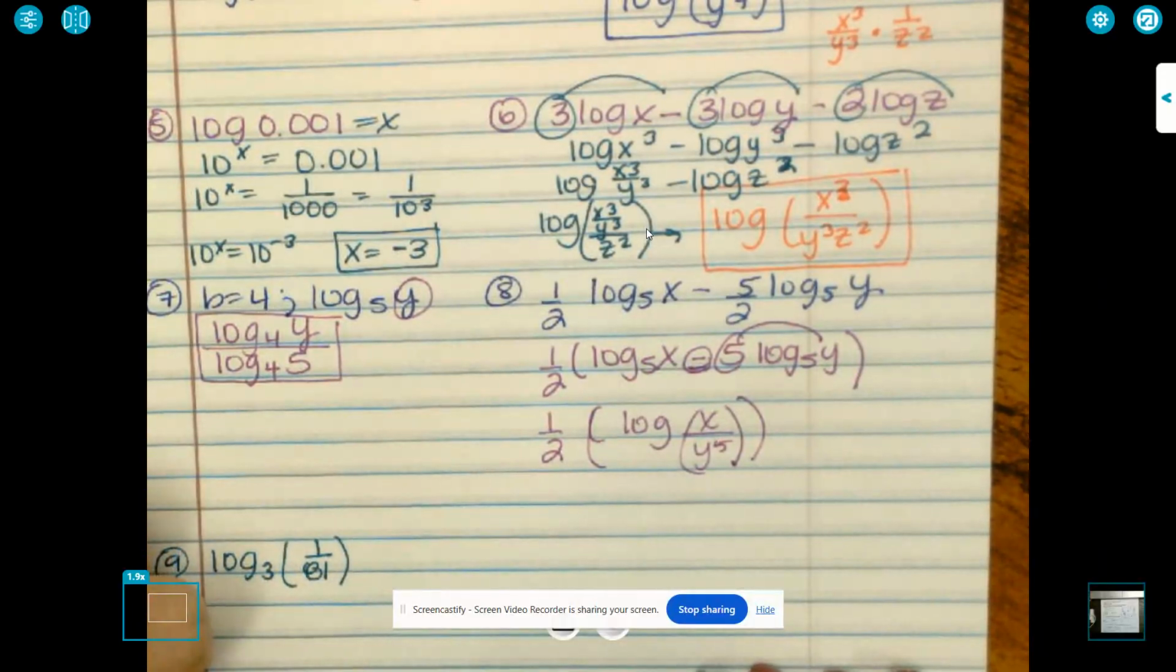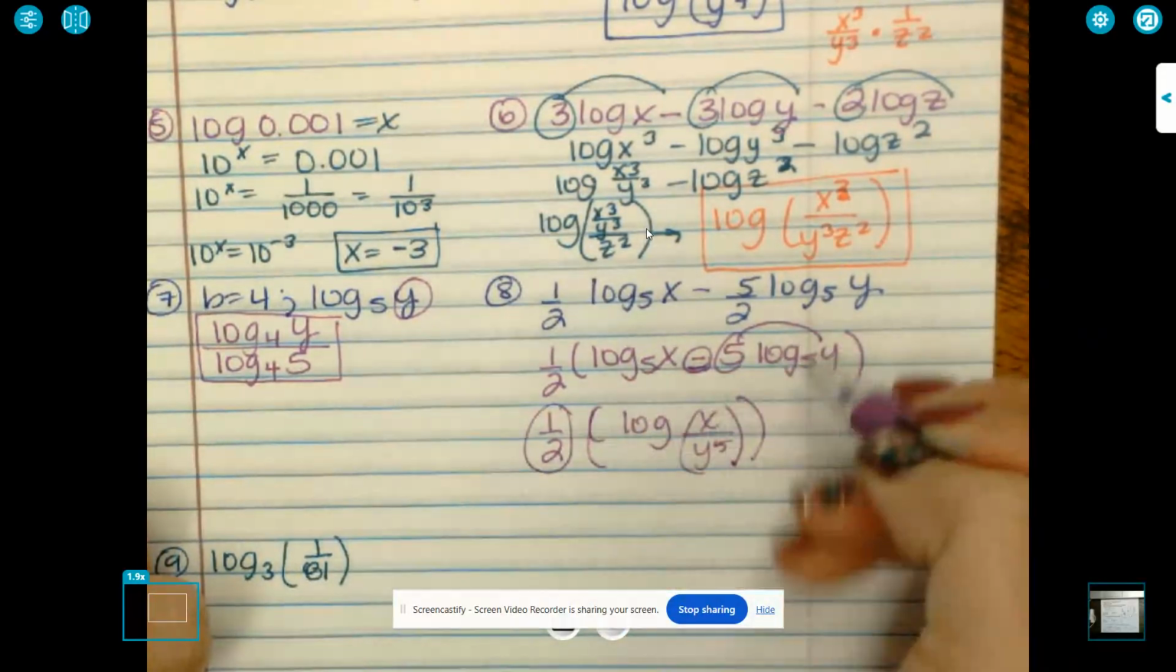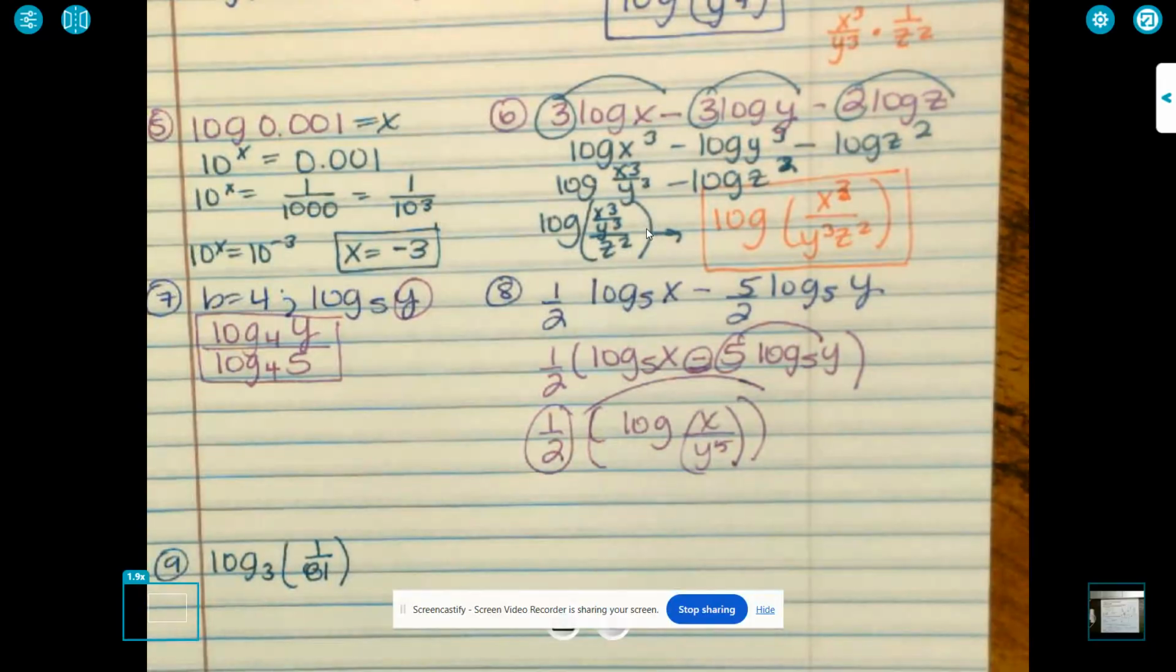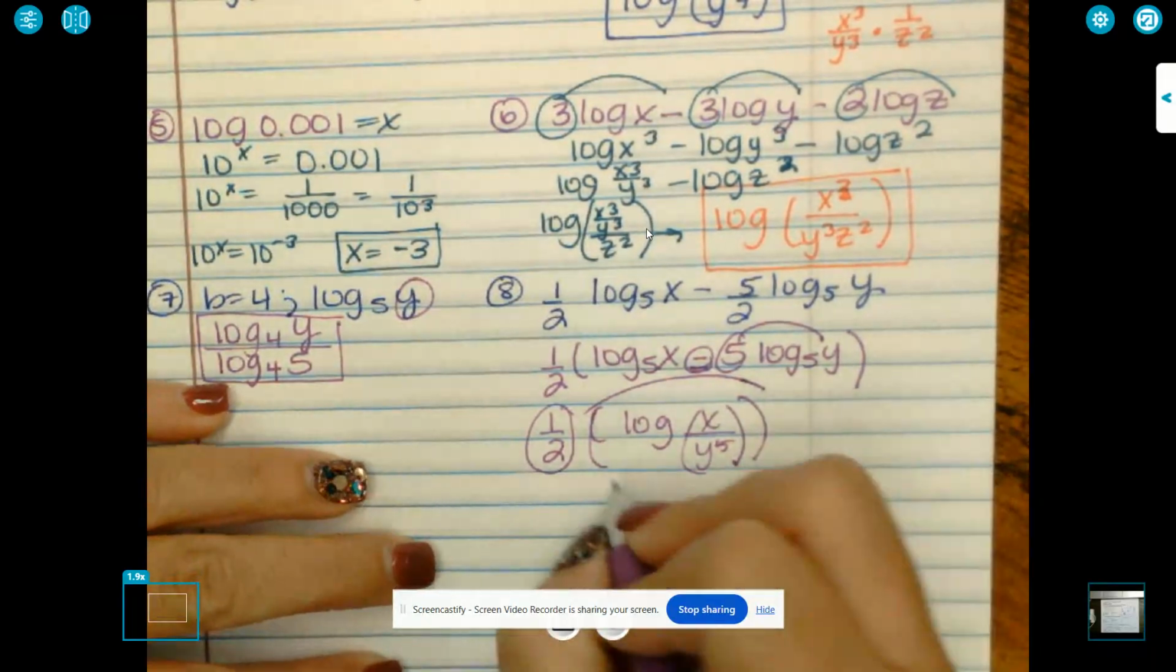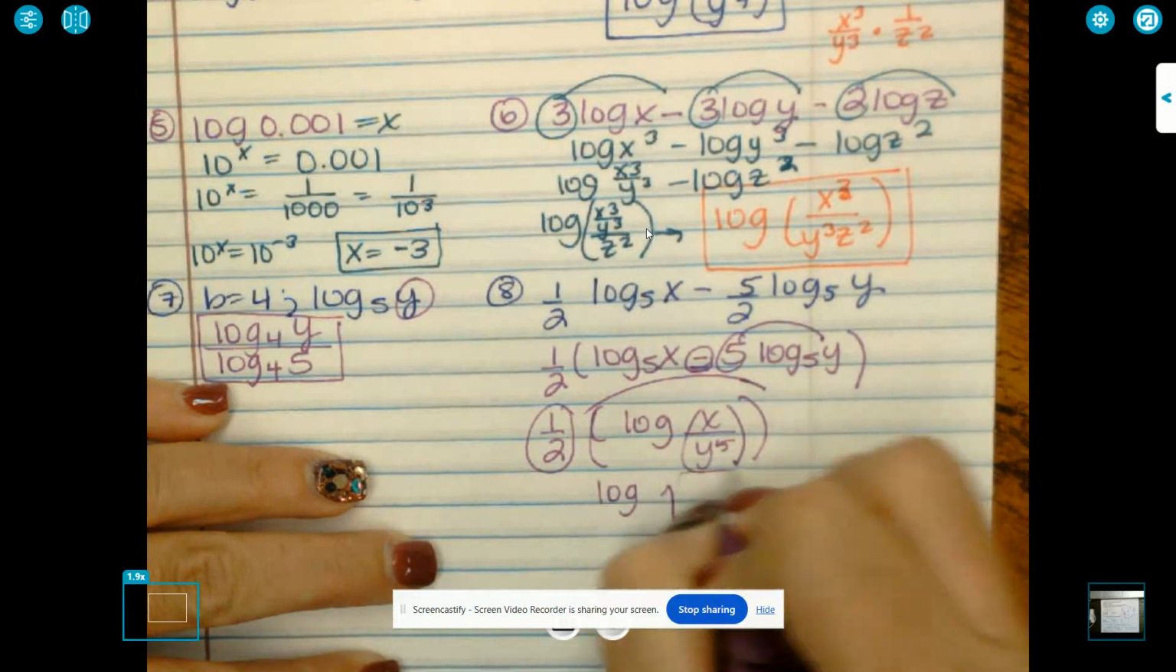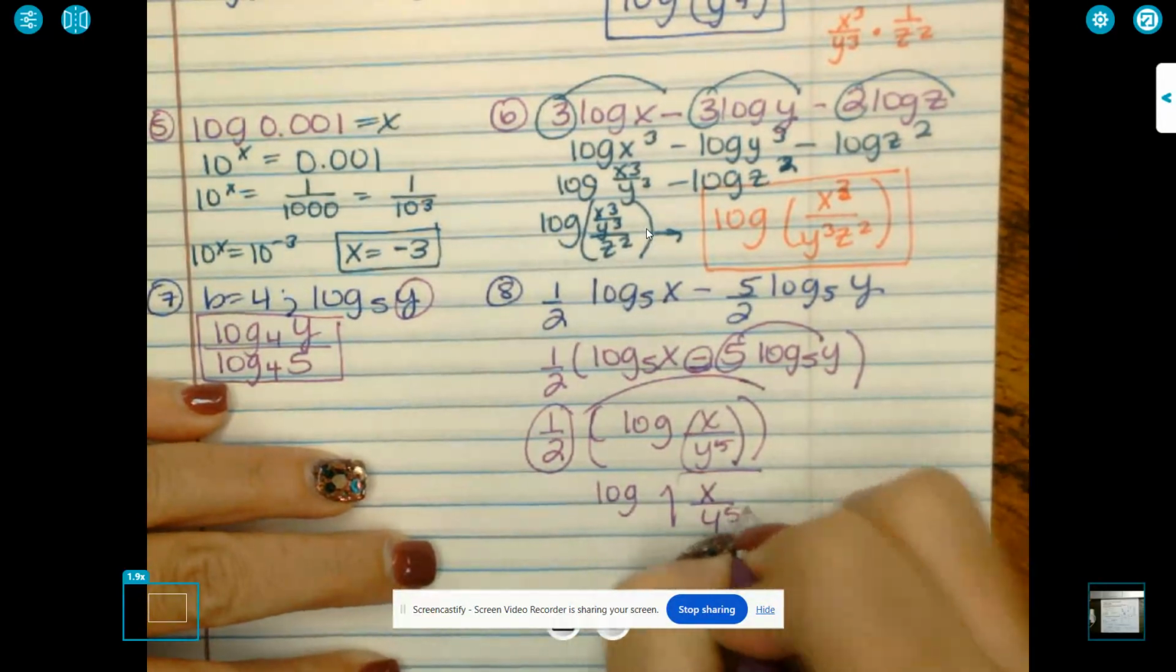Okay? Now you can move this 1/2 up here. And it's the square root of that whole thing. So it's going to be log square root x over y to the 5.